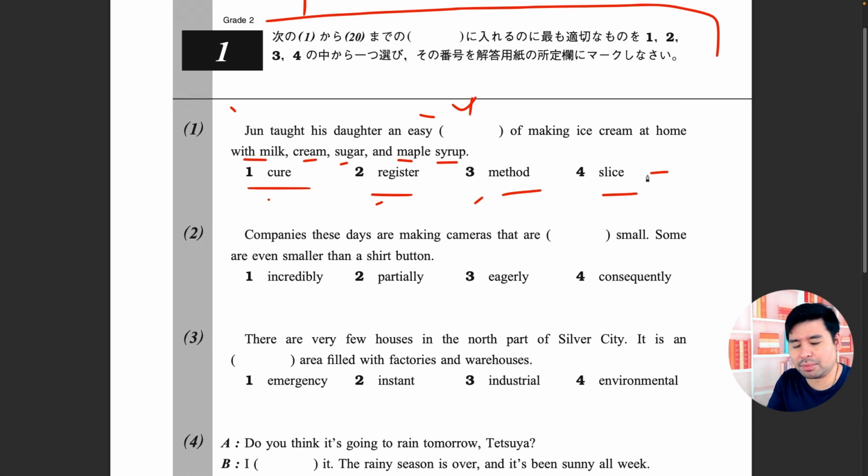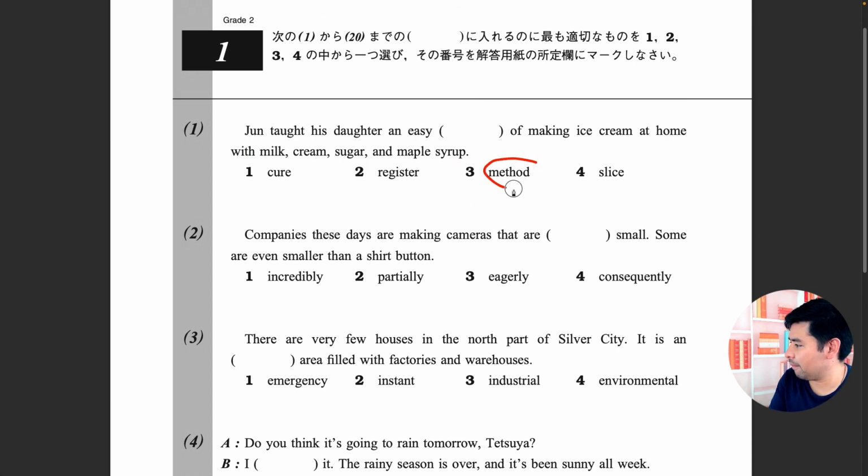I guess you guys have already seen these options. Of course, the one that would fit better would be method, because Jun taught his daughter an easy method. Let me eliminate the others. Method of making ice cream. Method is like a way, the way to do that. What is the secret?